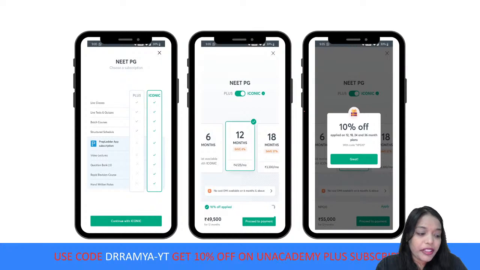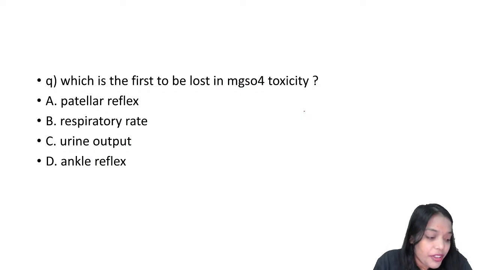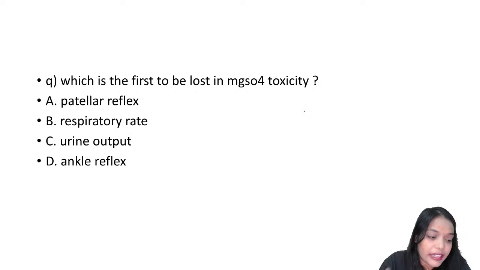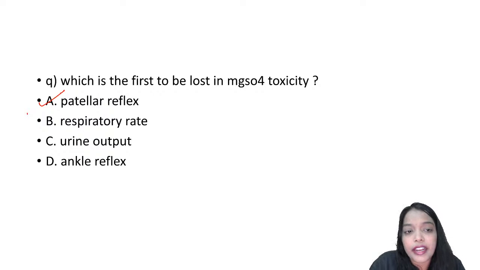So we have been doing the series where we do MCQs every day. So let's continue with that. I'll start with the MCQs and you can keep answering and we'll discuss it. Let's start with the first MCQ. Which is the first to be lost in magnesium sulfate toxicity? A very important question, and yes, many times repeated. Excellent. So patellar reflex is the first to be lost in magnesium sulfate toxicity, right?